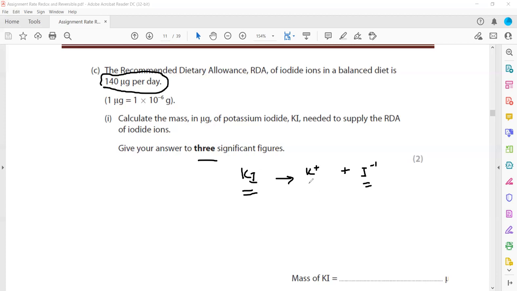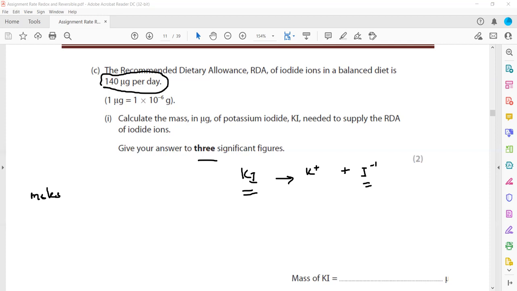So we can work out the moles first. As we know, the ratio is 1:1. So first we'll find the moles of iodine. And using the moles, we'll work out the moles of potassium iodide, and at the last we'll multiply by molar mass. So we'll get the mass in gram.